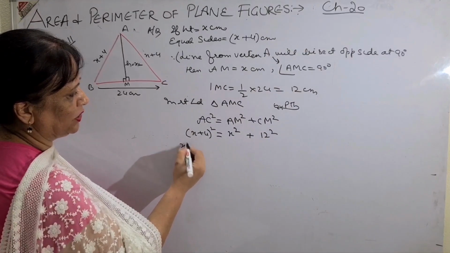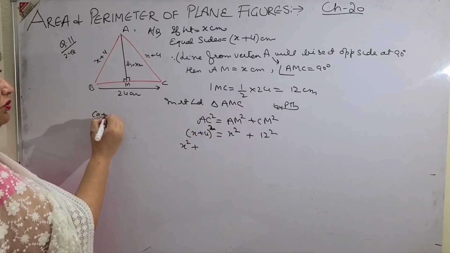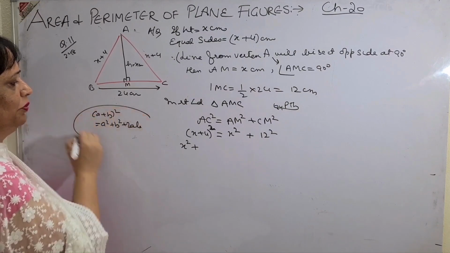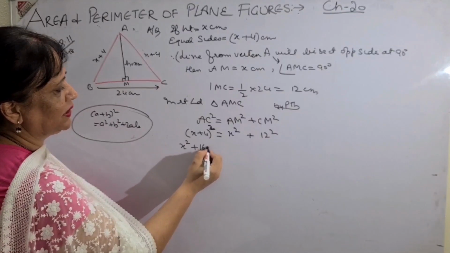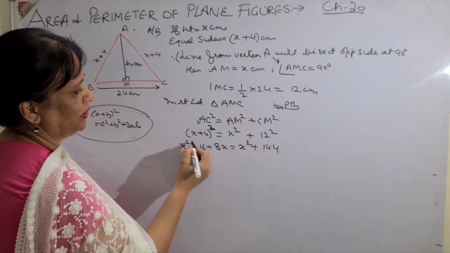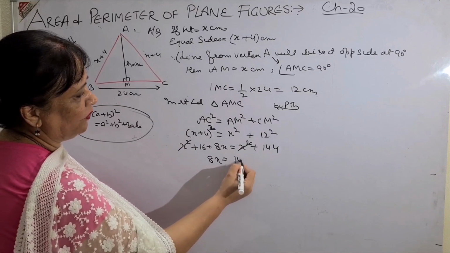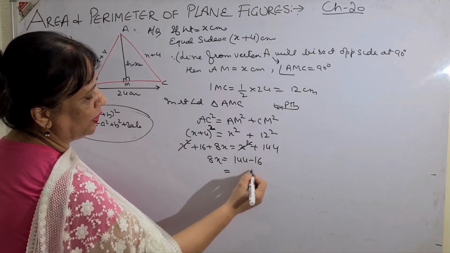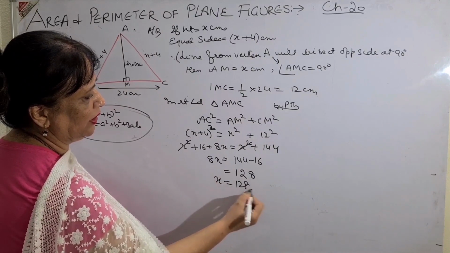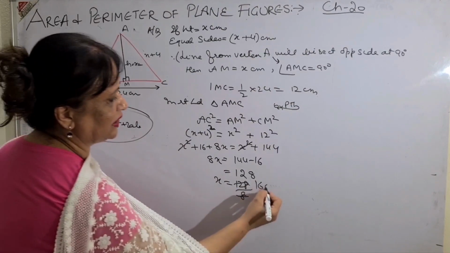So it's very simple, x square plus (a plus b) whole square formula. Be careful, you know that (a plus b) whole square is equal to a square plus b square plus 2ab. We have done this in algebra so many times. So x square plus 16 plus 2 fours are 8x is equal to x square plus 144. So see, x square cancels on both sides, and 8x is equal to 144 minus 16, which is 128, or x is equal to 128 upon 8, 8 ones are 8, 16. So I got x to be 16 centimeter.